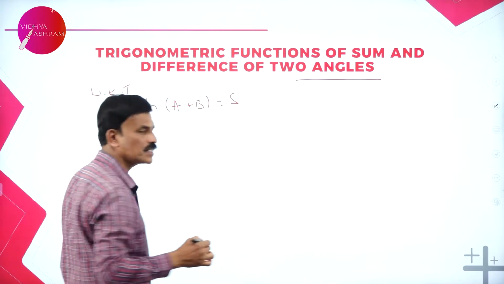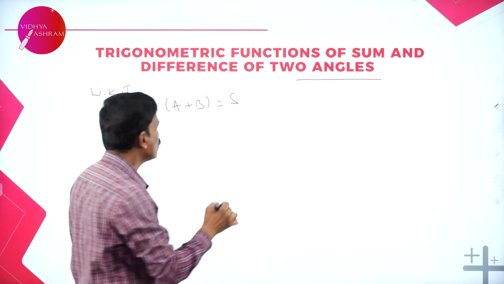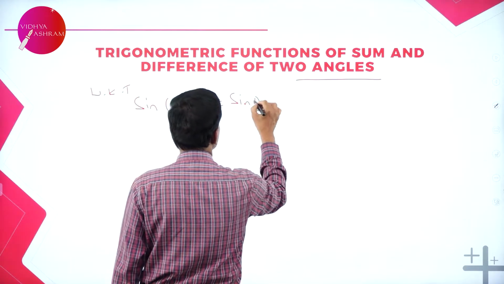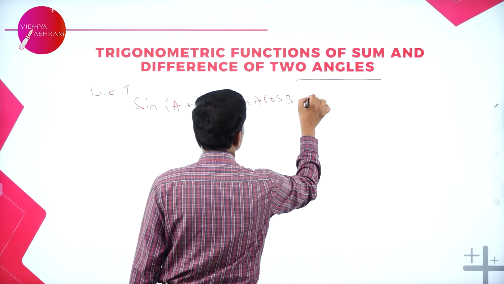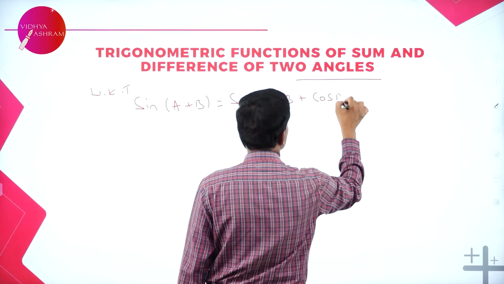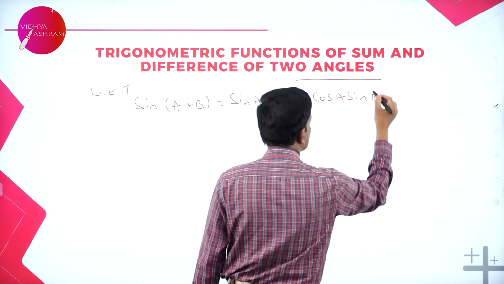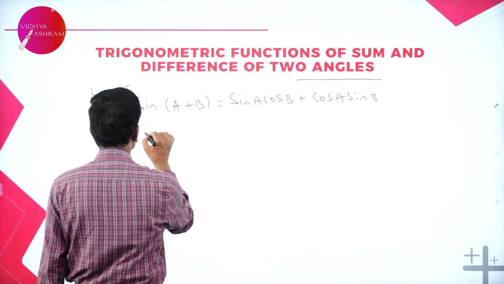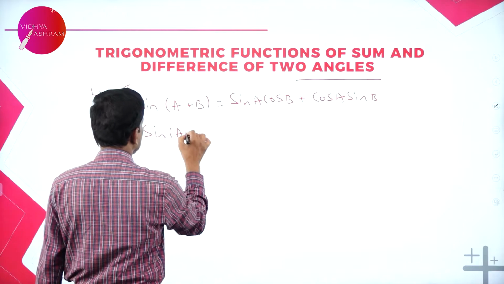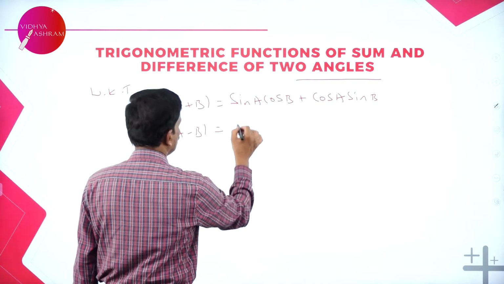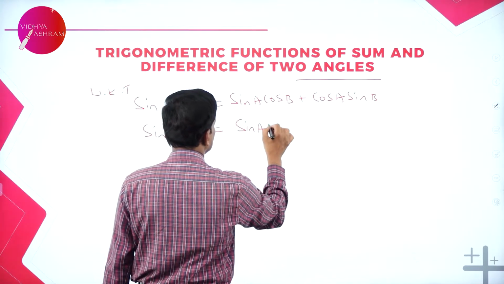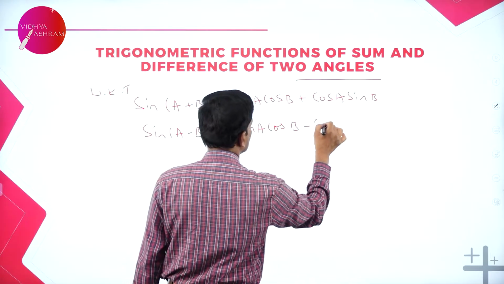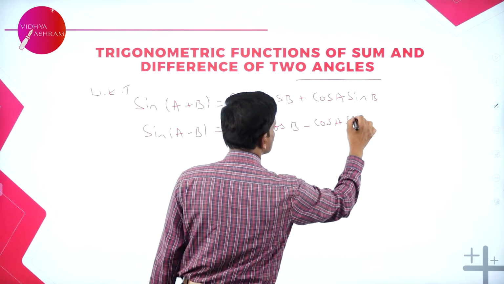What is the formula for sin a plus b? Sin a cos b plus cos a sin b, right? Sin a plus b is equal to sin a cos b plus cos a sin b. Similarly, let us consider sin a minus b. Sin a minus b is equal to sin a cos b minus cos a into sin b.